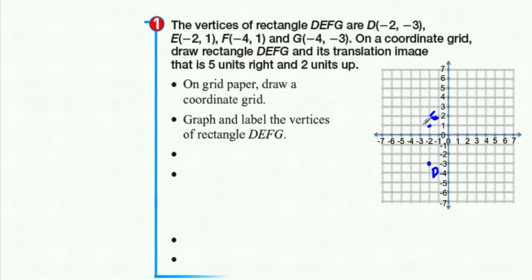We have point F as negative 4, 1. This is point F. And G as negative 4 and negative 3, right here. After we label the vertices of rectangle DEFG, we draw rectangle DEFG, and this is what we get. Oops, let me redo that. We simply connect all those points, so we can draw rectangle DEFG.